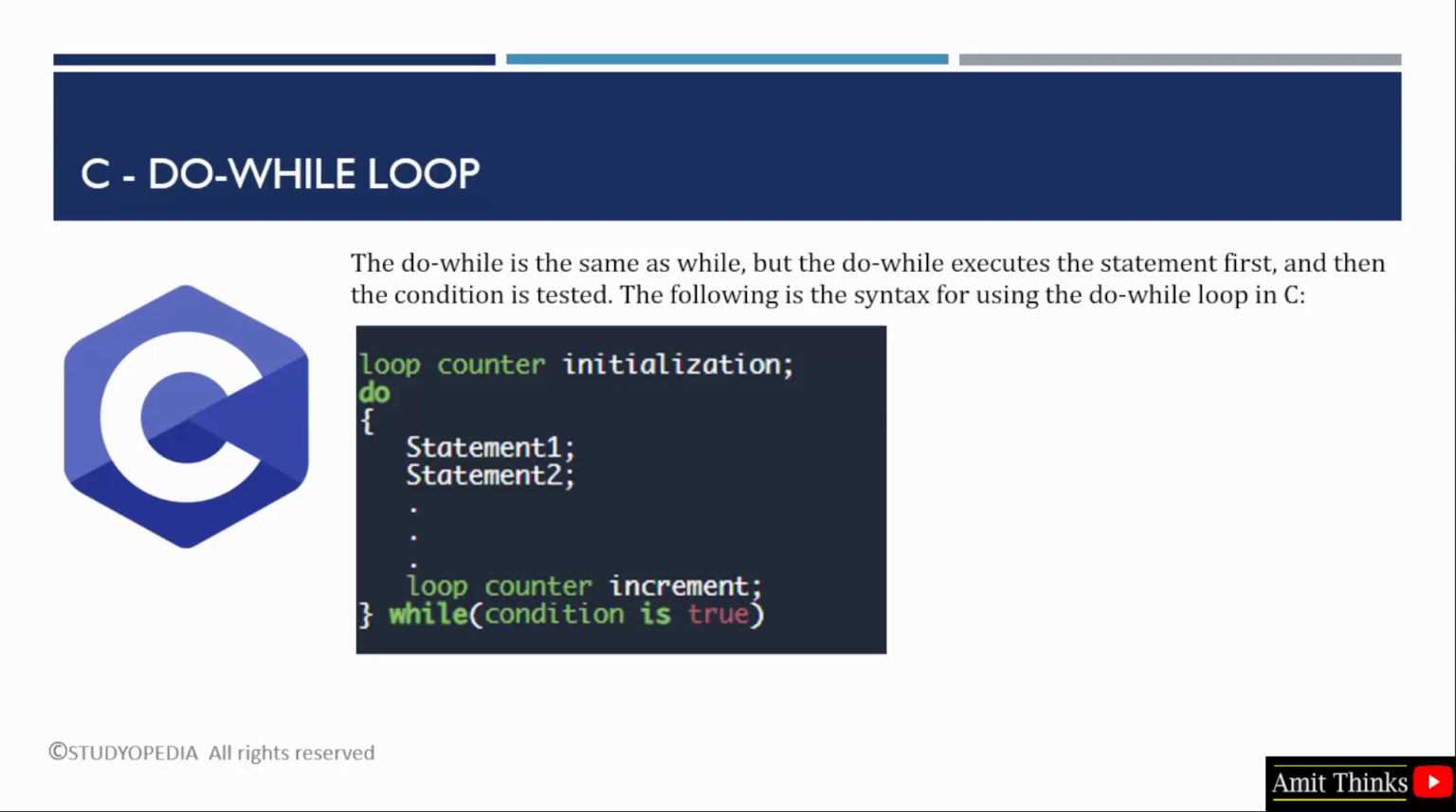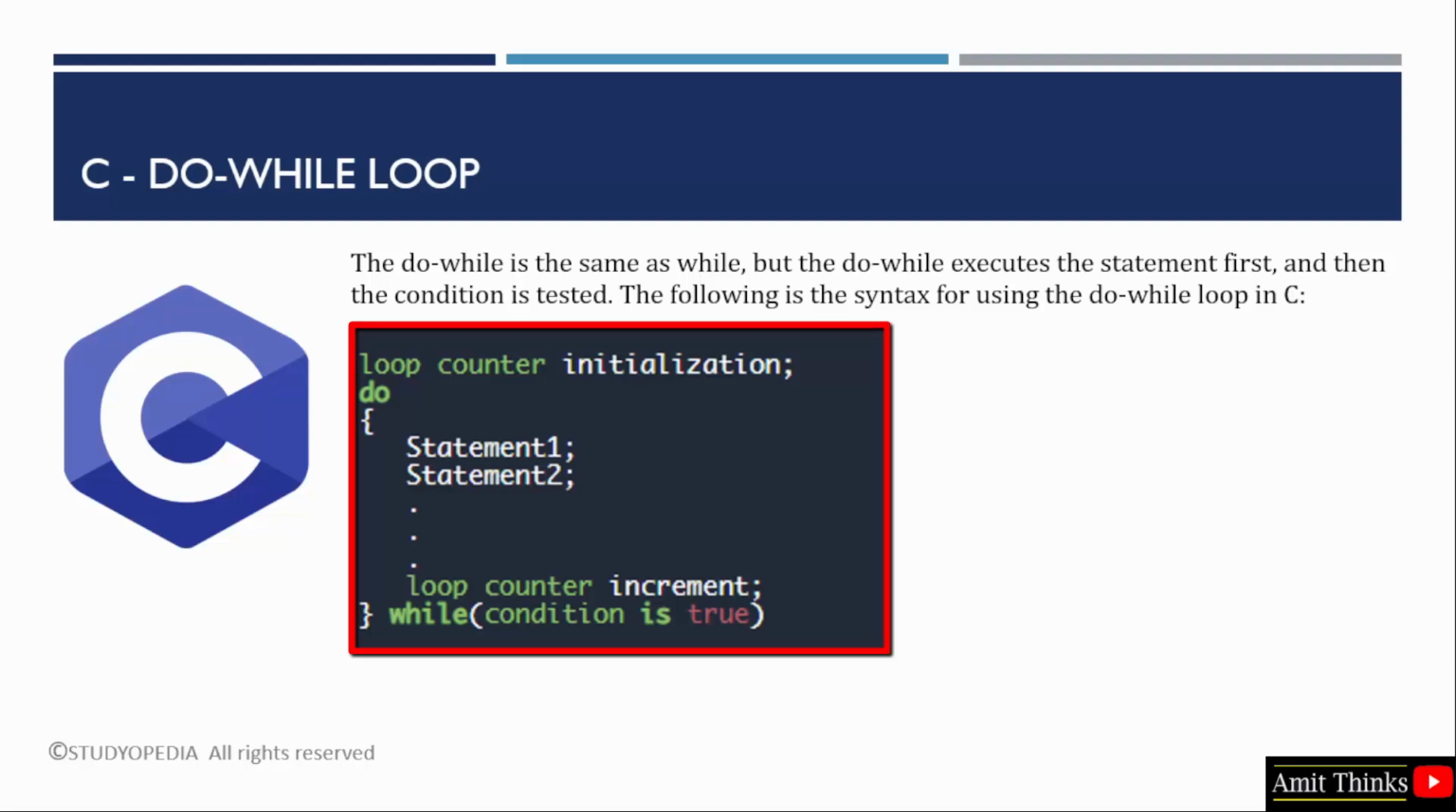Now let us see the do while loop in C language. It is similar to while, but it has some differences also. The do while executes the statement first and then the condition is tested. Here is the syntax. Above you can see do instead of while. Remember the while loop? So it will go inside and print the statement without even checking the condition.